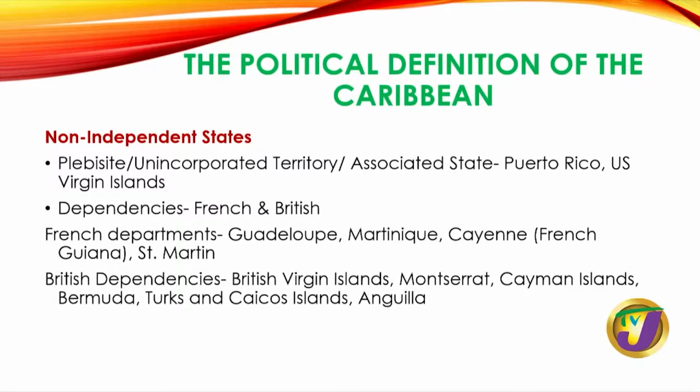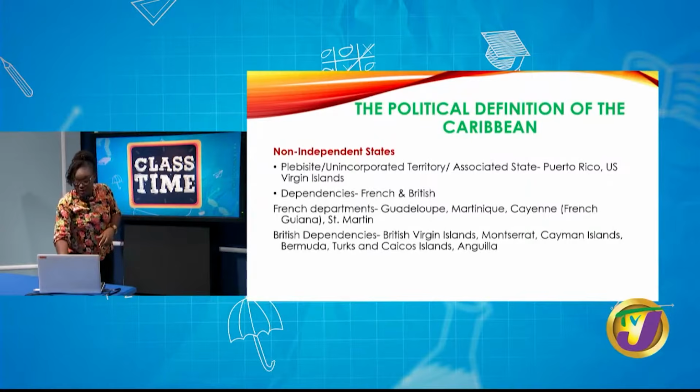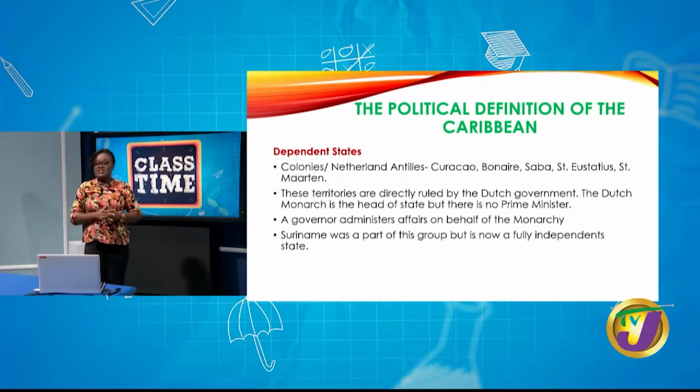All right? And then the British dependencies now: British Virgin Islands, Montserrat, Cayman Islands, Bermuda, Turks and Caicos Islands. They are not independent. They do not enjoy any of the political privileges with Britain. So for all intents and purposes, we could still call them colonies. Yes. I bet you thought that we didn't have any such thing anymore. Bet you thought that. All right?